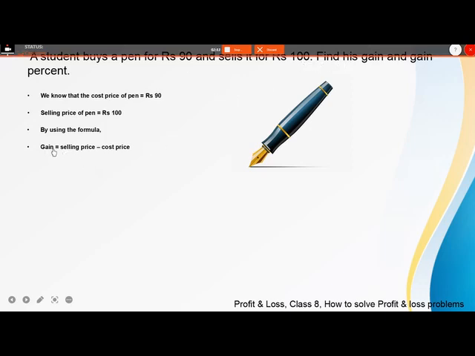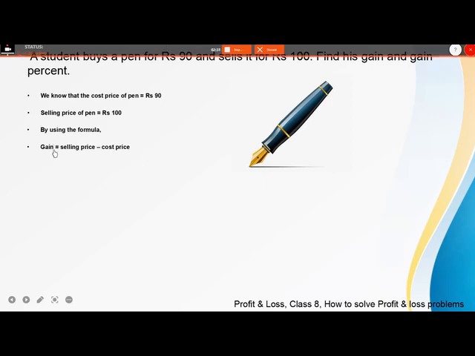So how do we find the gain? For how much is the profit? Gain is nothing but profit. Don't get confused, gain is just profit. Gain is equal to selling price minus cost price. The selling price is 100 rupees and the cost price is 90 rupees. If we subtract 100 minus 90, we will get the gain.